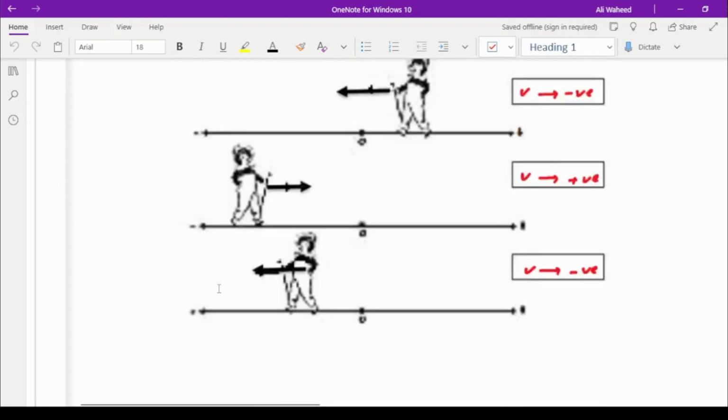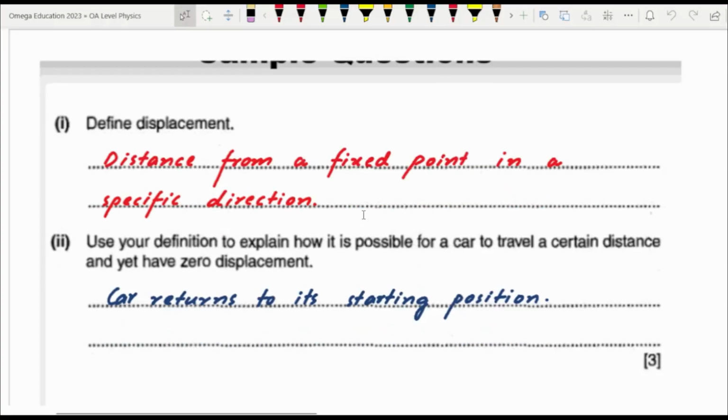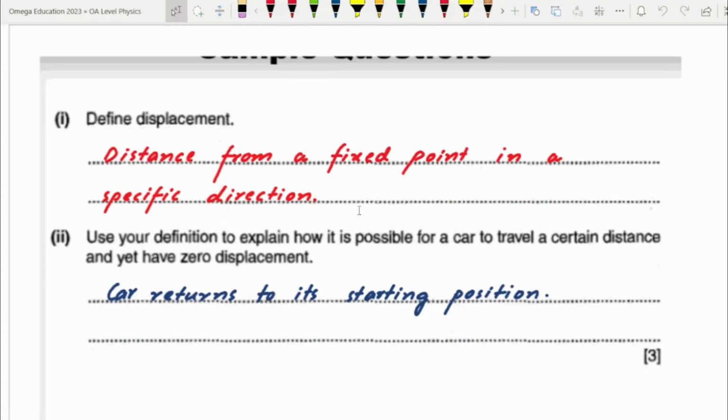So let us solve some of these sample questions. Here we have the first one. Define displacement. You can define it either way. One of the easier definitions is the shortest distance between 2 points, or you can also say distance from a fixed point in a specific direction. If you add a certain direction to the distance, you get the displacement.